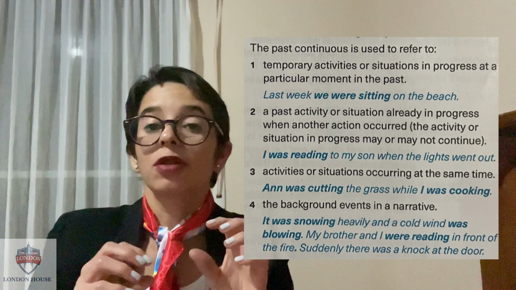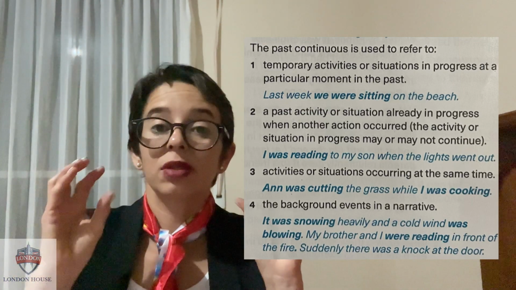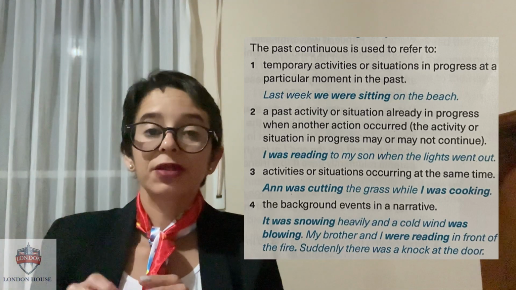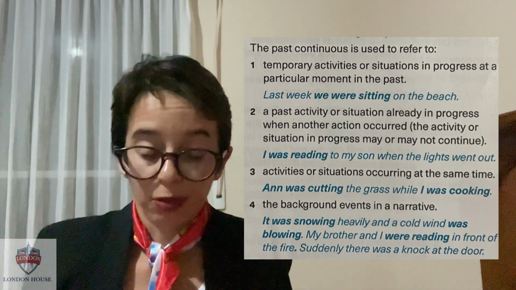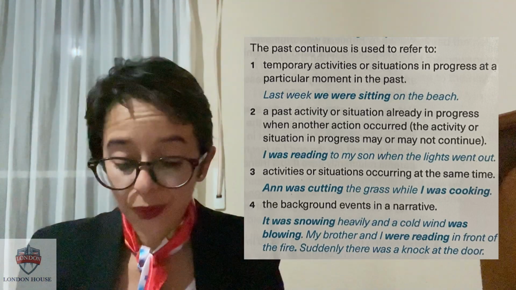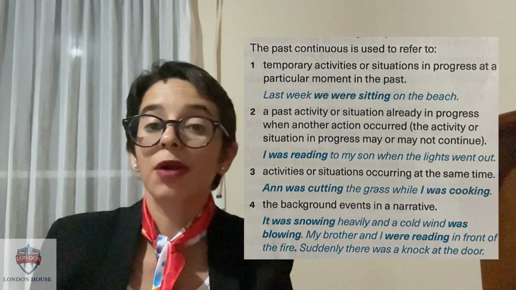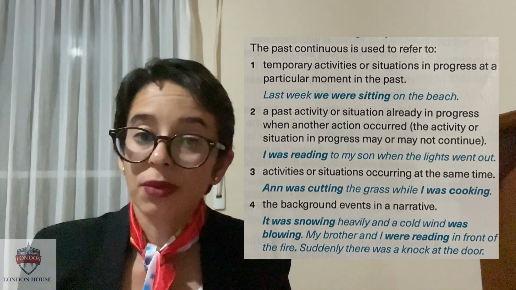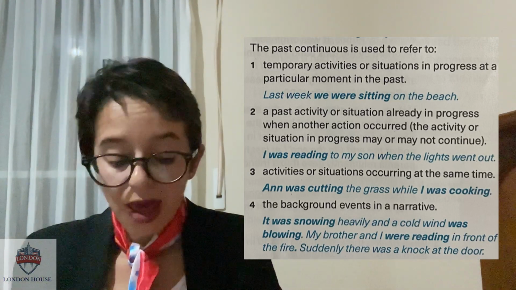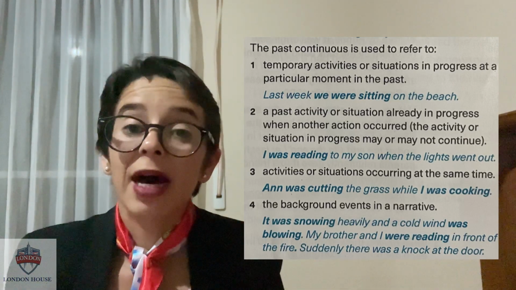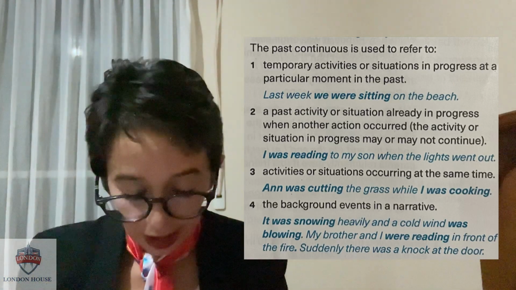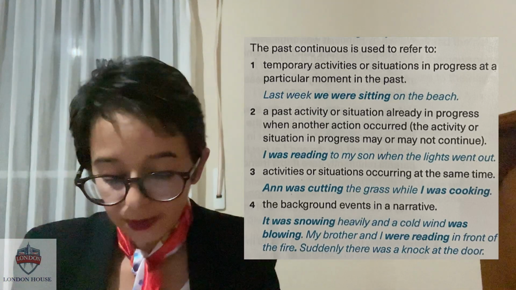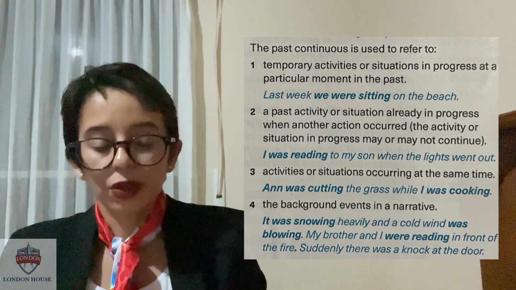You're going to have two past continuous actions. And I'm going to give you an example for this. Anna was cutting the grass while I was cooking, right? Well, and now the last use is the background events in a narrative. For example, it was snowing heavily and a cold wind was blowing.